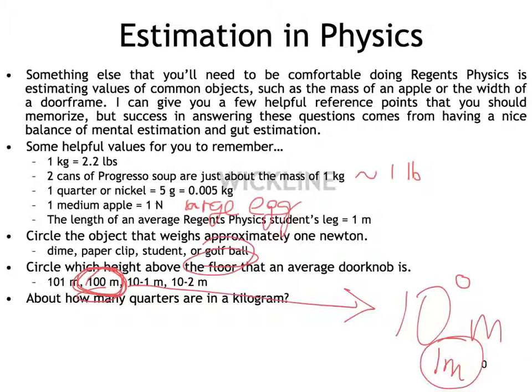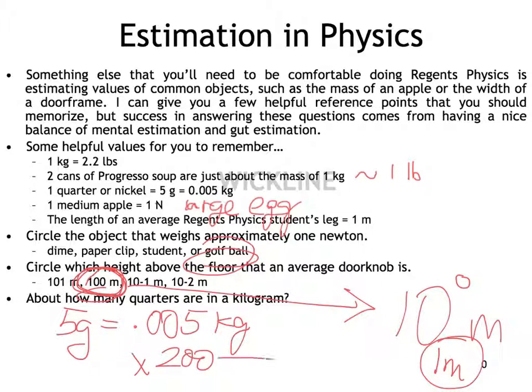And how many quarters are in a kilogram? So keep in mind that a quarter is about 5 grams. And 5 grams is equal to 0.005 kilograms. If you multiply this number by 200, you will get 1,000, 1 kilogram, or 1,000 grams. So I think the key part of my answer here is the number 200. It would take 200 quarters at 5 grams each to get to 1 kilogram.